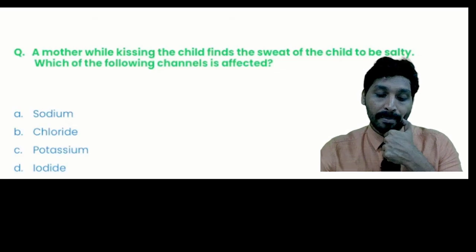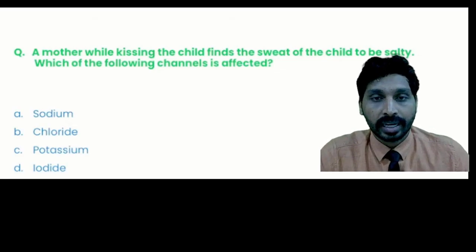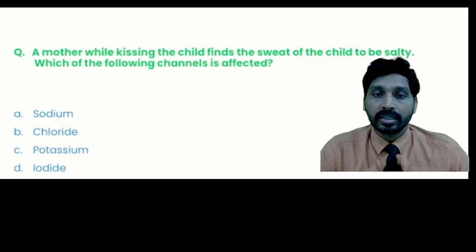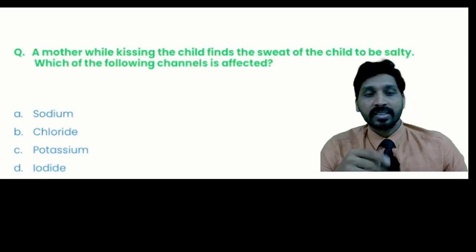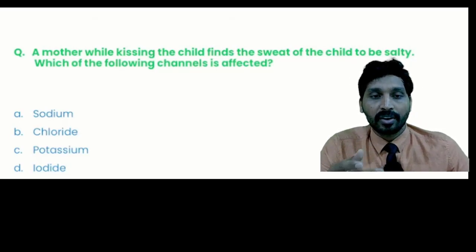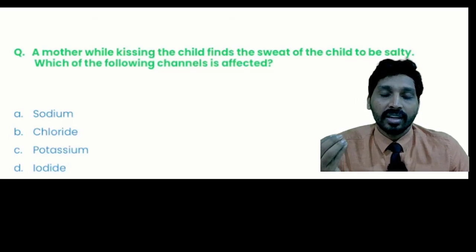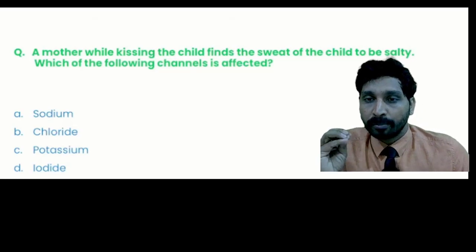Next question. A mother, while kissing the child, finds the sweat of the child to be salty. Which of the following channel is affected? Options are given: sodium, chloride, potassium and iodine. So remember, the child's sweat is salty. So here this is a clear-cut case of cystic fibrosis.